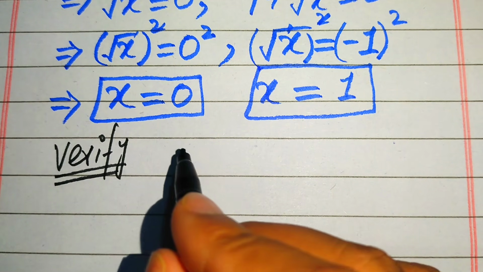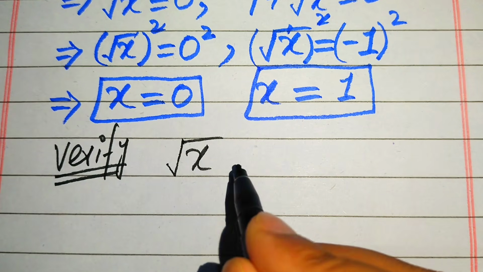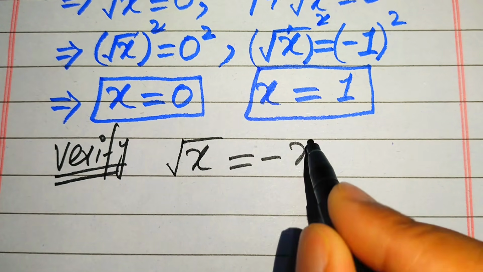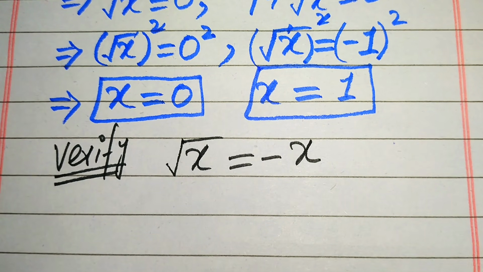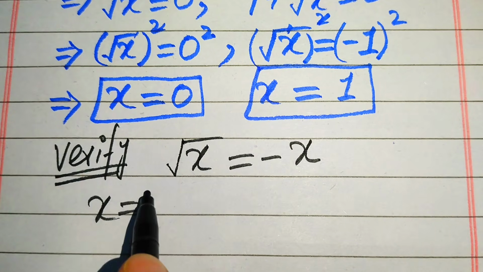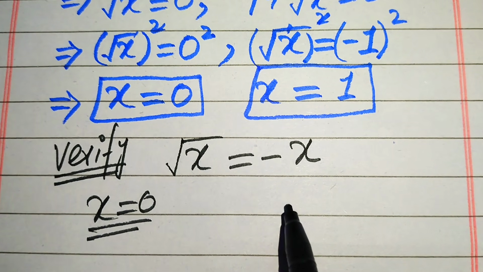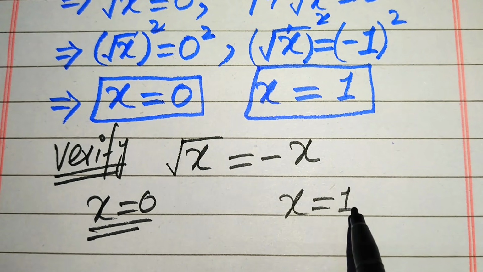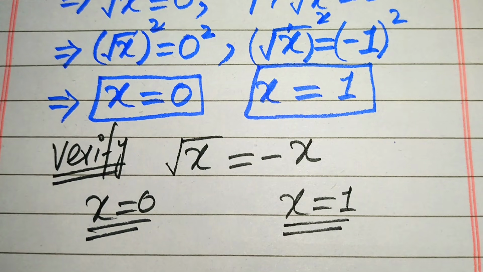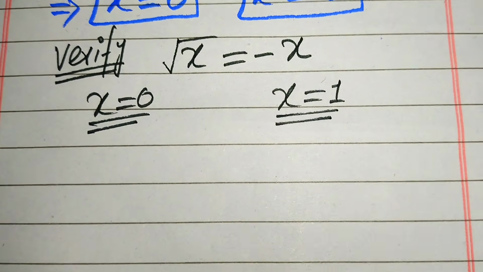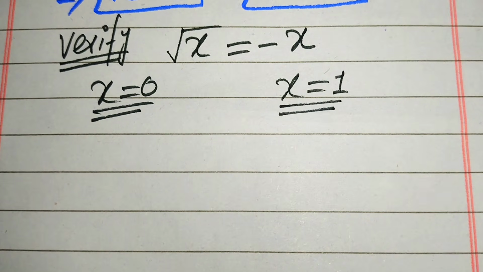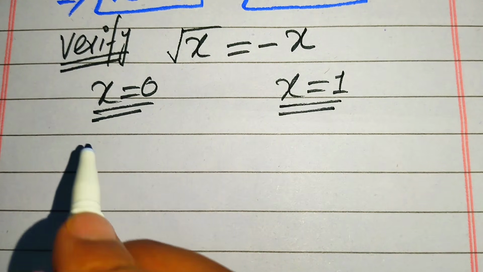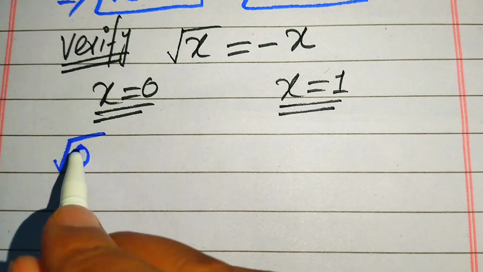So for verification of this we need to copy down the given question statement. Here it is square root of x equals minus x, and on this side we will verify x equals 0, and on this side we will verify x equals 1. So first we verify x equals 0, and for this we substitute x equals 0 on both of the sides, and we check its behavior.